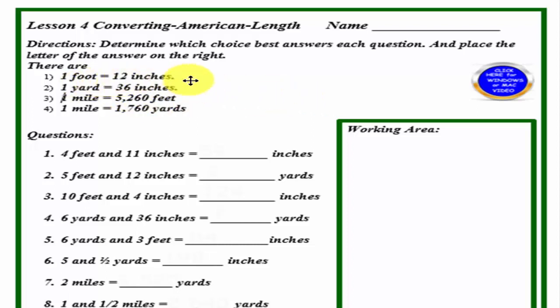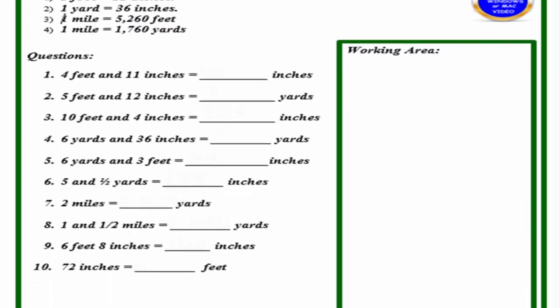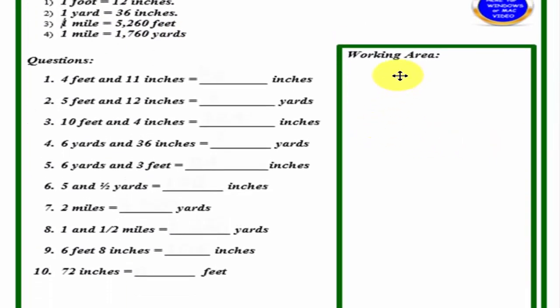1 foot equals 12 inches. 1 yard equals 36 inches. 1 mile equals 5,280 feet. And number 4, 1 mile also equals 1,760 yards. Now, you'll notice that we've provided for you 10 questions and an area to work with.